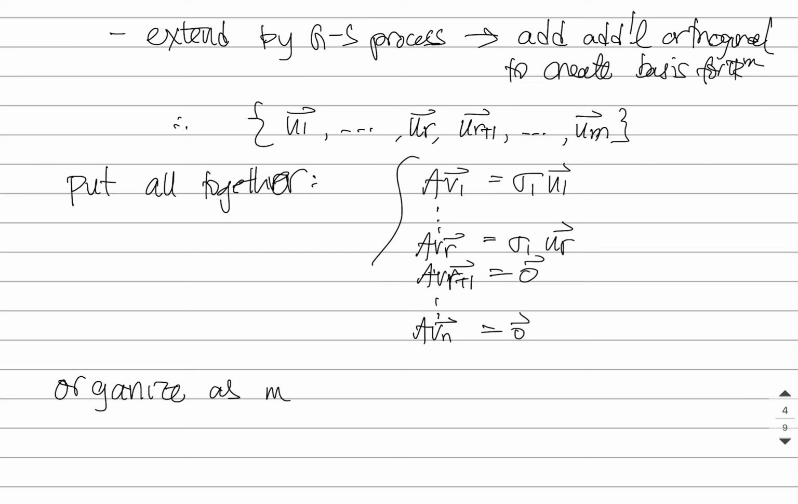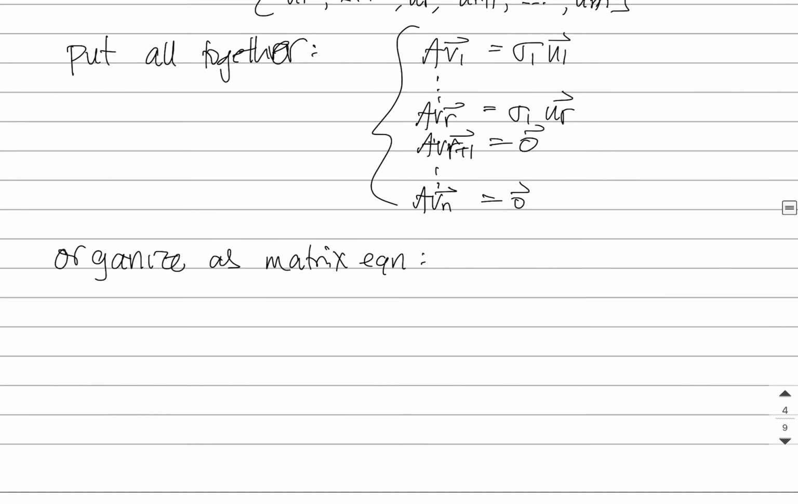And we're going to organize this, instead of a vector equation, a system of vector equations, as a matrix equation. And here's how we're going to do this. So as a matrix equation, you'll be able to see here that you've got this AV1, AV2. We're going to set equal all of these vectors as entries in a matrix. So that's where that side's going to come in.